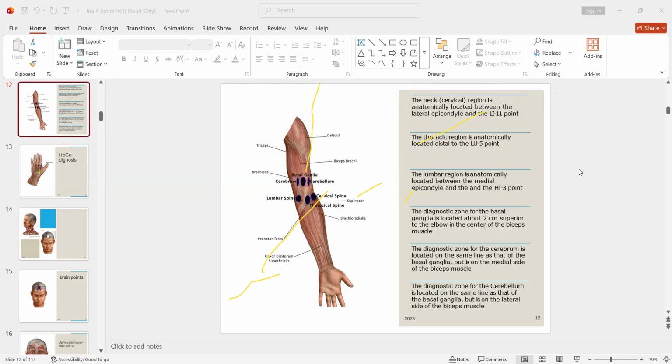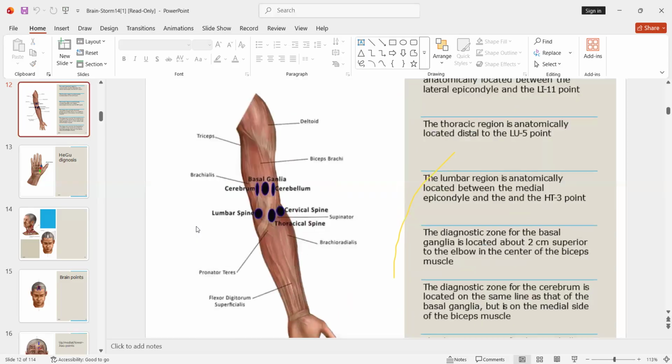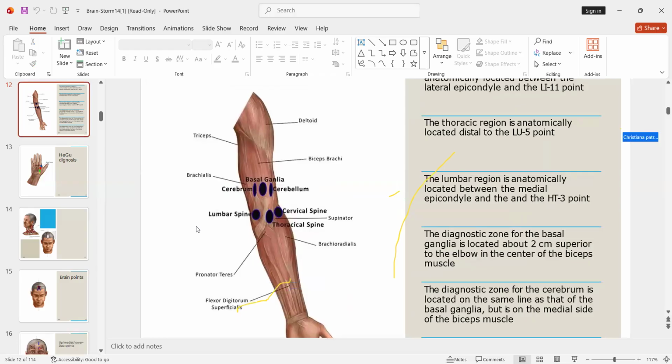On the other side, there is the lumbar spine on the ulnar side. The radial side is cervical and cerebellum. Above the elbow, there is cerebellum. Below the elbow, there is cervical. Then below the elbow, there is thoracic spine, and above there is basal ganglia on the biceps muscle tendon.